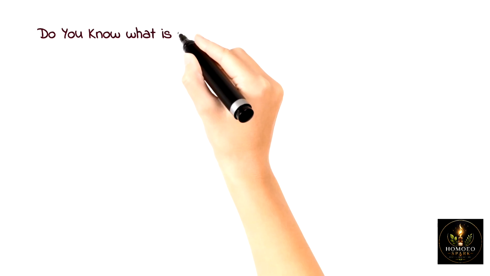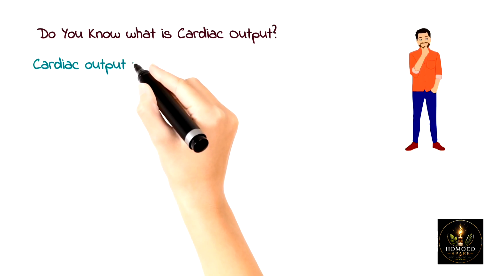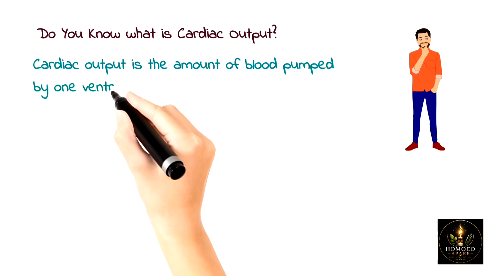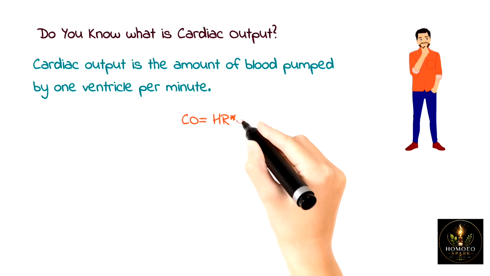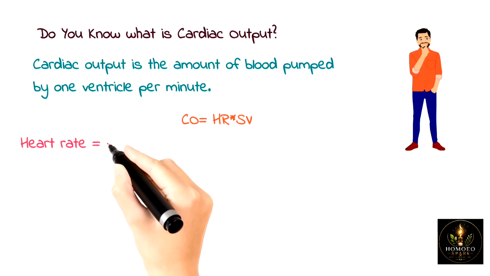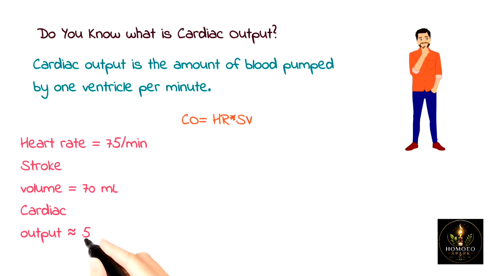Do you know what is cardiac output? Cardiac output is nothing but the amount of blood pumped by one ventricle per minute. Cardiac output is equal to the heart rate times the stroke volume. Heart rate is 75 per minute, stroke volume is 70 ml, which is normal, and cardiac output is 5.25 liters per minute, which is the normal value of cardiac output. This is again an important thing you should know when you start studying about cardiac cycle.